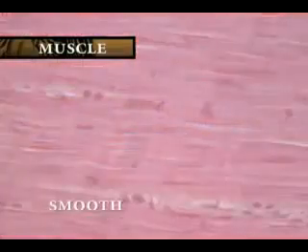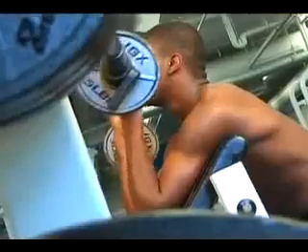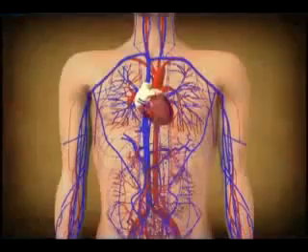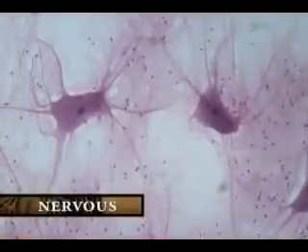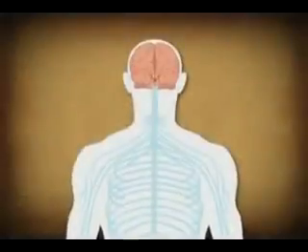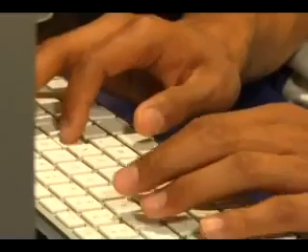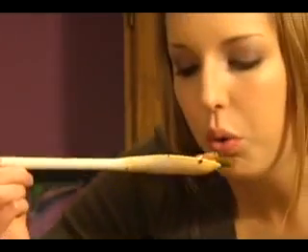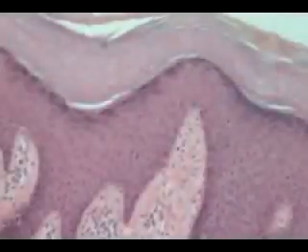There are three different kinds: skeletal, smooth, and cardiac. Among their many functions, muscles move our bones, pump our blood, digest our food, and help us breathe. Nervous tissue, the fourth tissue type, makes up the brain, spinal cord, and peripheral nerves, which coordinate, regulate, and integrate many body functions.